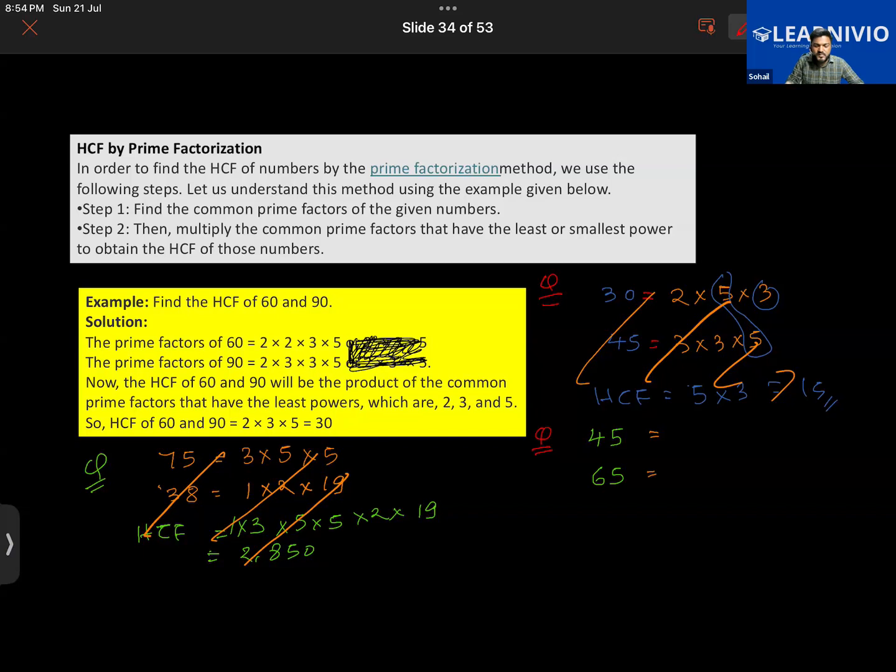Okay. So 45, how can you write it as the product of prime numbers? You have learned about prime factorization in the previous class. Like a number 18 can be written as 2 times 3 times 3, all of them prime numbers. So you have to write 45 also as the product of prime numbers. You are saying 5 nines are 45, but 9 is not a prime number. It's a composite number. You have to write it in the form of prime numbers.